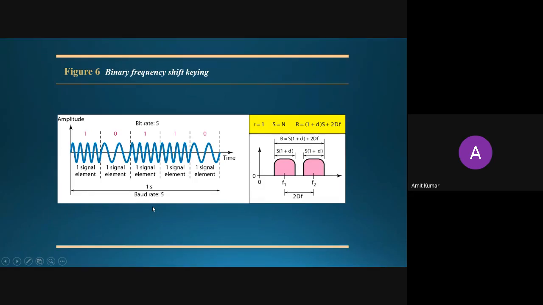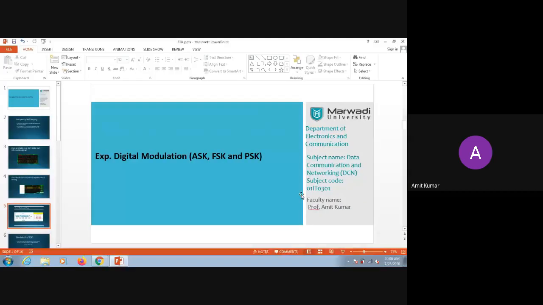So we move further. Now, if you see the bandwidth requirement of your binary frequency shift key, here we have drawn the signal. We are having two signals, F1 and F2. Both are separated by 2 delta F. How is it separated by 2 delta F? I will tell you quickly.